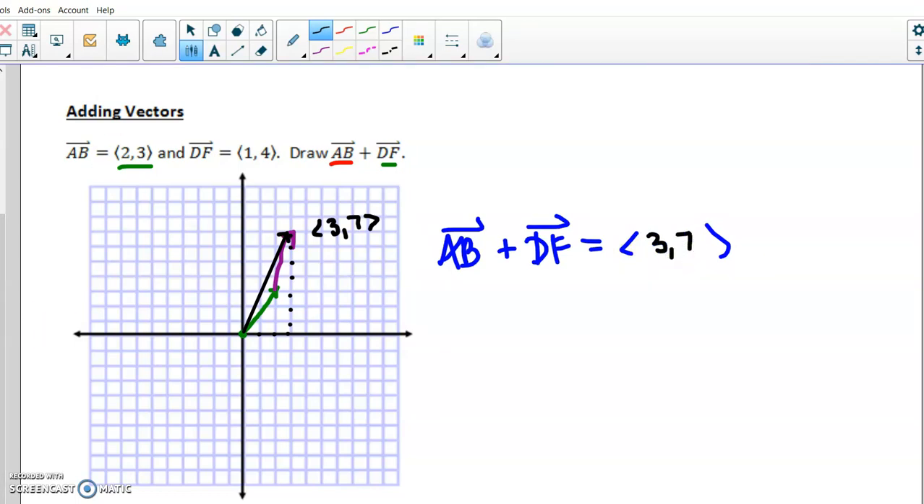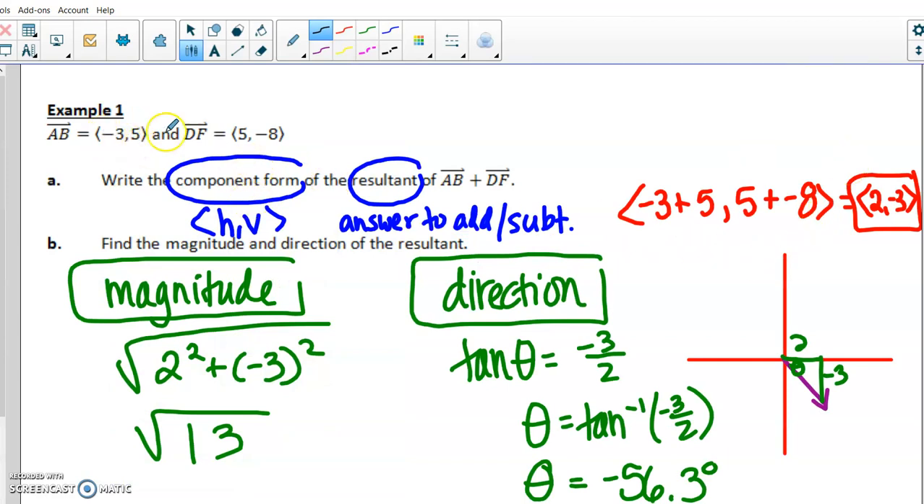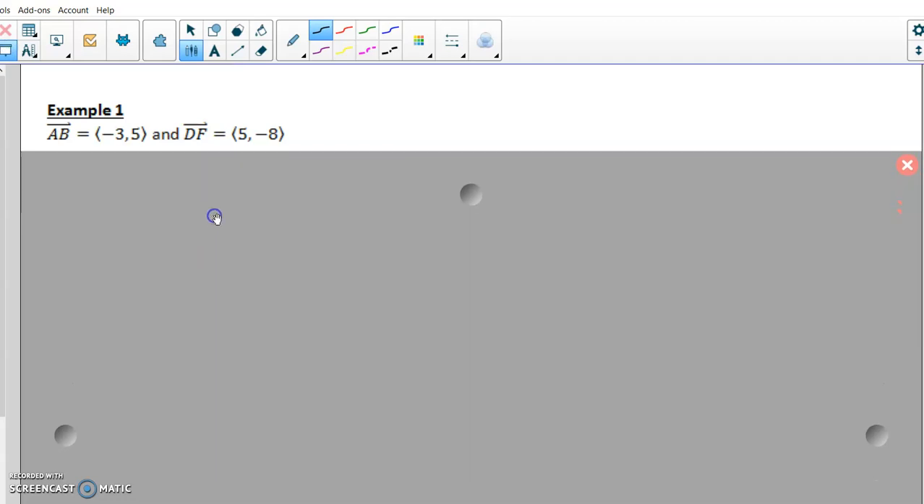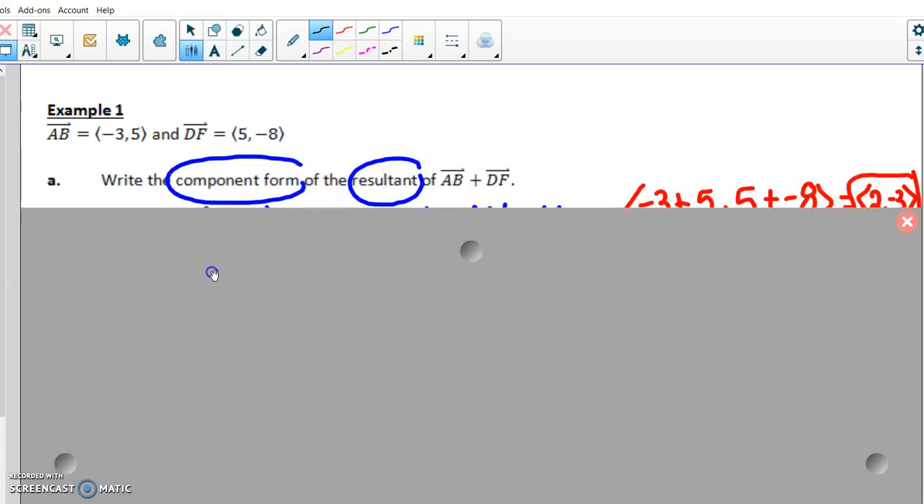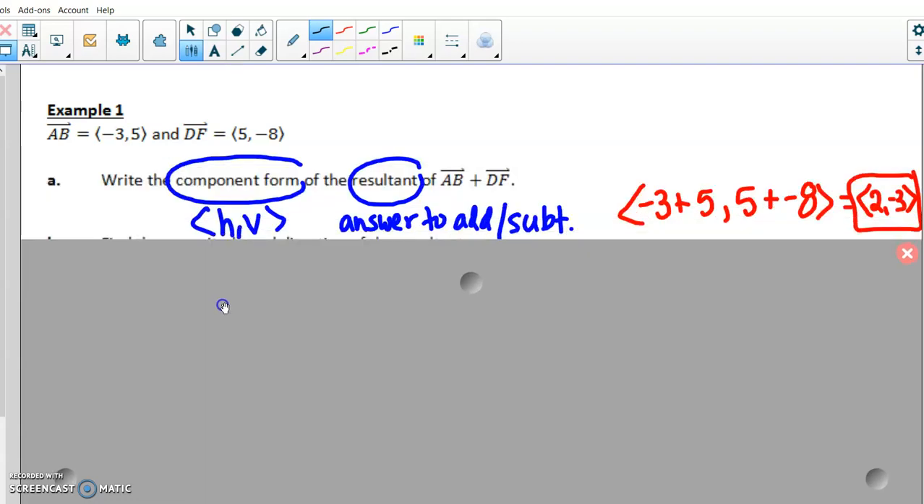All right, let me show you how to do that algebraically now. So in this example, it says that vector AB is equal to -3, 5, and vector DF is equal to 5, -8. And it wants me to write the component form of the resultant, which simply just means your answer. So the word resultant just means it's an answer to addition or subtraction of vectors. And of course, component form is when you have your two arrowheads and you have your horizontal component, your vertical component.